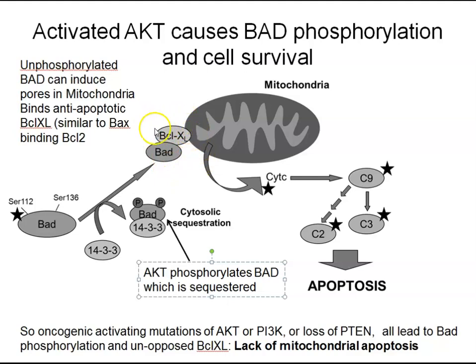If BCL-XL has been bound to BAD and effectively mopped up, then BAX can punch holes in the mitochondrial membrane, releasing cytochrome c, activating caspase 9, and then we get our apoptotic cascade occurring. So AKT activation will prevent BAD from binding to BCL-XL.